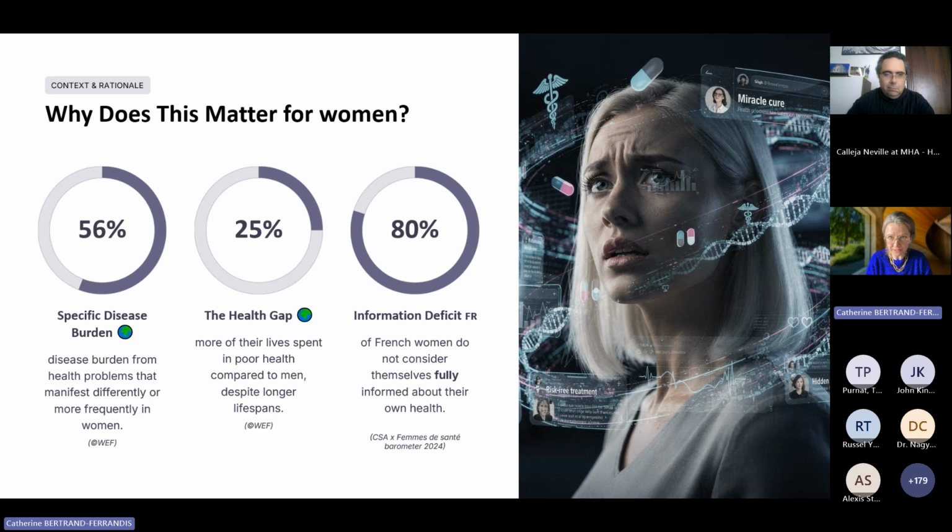So why does it matter for women? We found that 56% of disease burden from health problems manifests differently and more frequently in women. This is a World Economic Forum number. Also, women spend 25% of their life in poorer health than men, despite their longer lifespans. And now French data: only 2 women out of 10 think that they are fully informed about their own health all through their life. Sorry, this is a barometer from France. So you can see that we have specific disease burden, health gap, and information deficit.